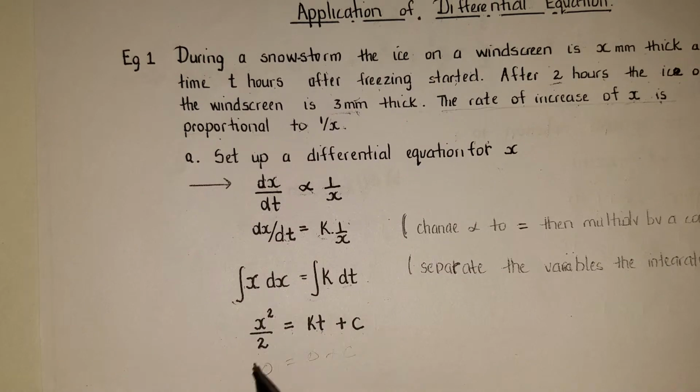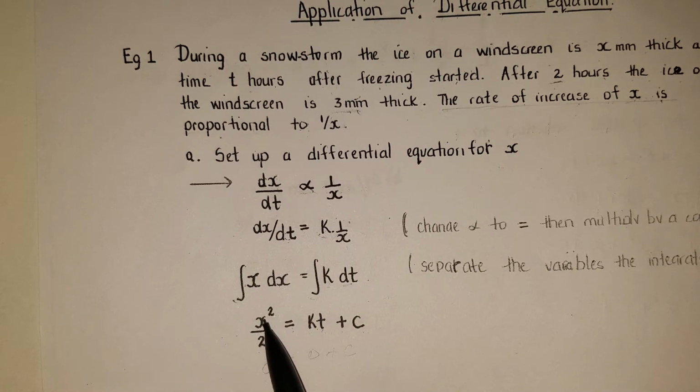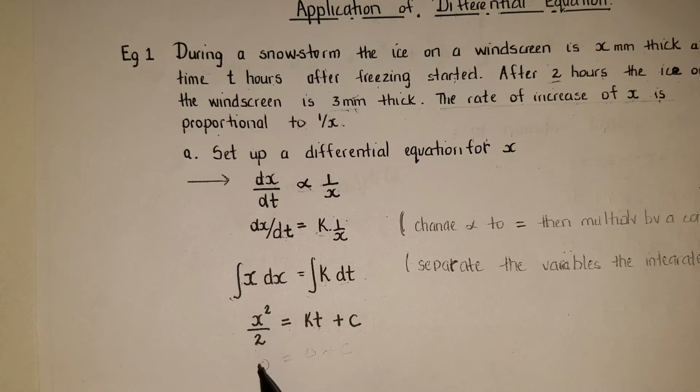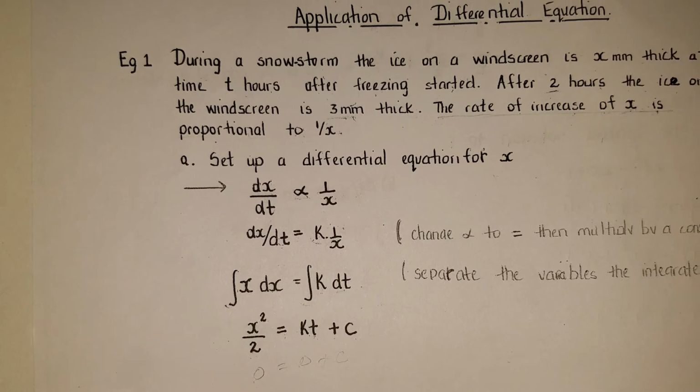Let me repeat. When the time is 0, the thickness of the ice is 0. So plug in X equals 0 and T equals 0 into the differential equation. 0 squared over 2 is 0. 0 times K is 0. So our C that we're solving for is also 0.